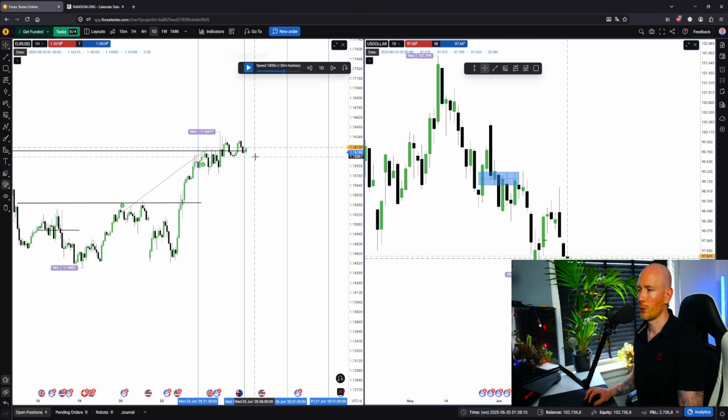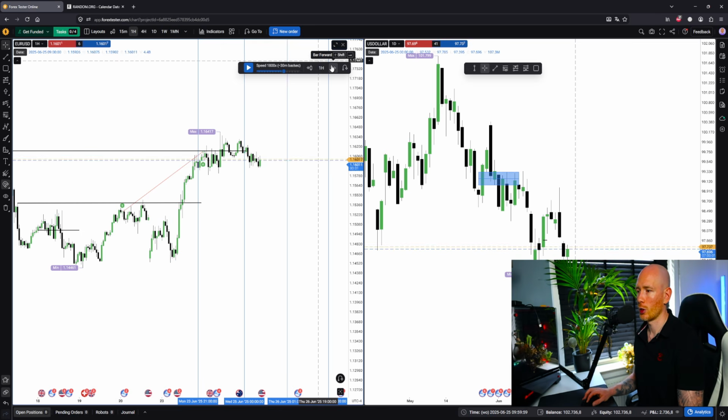I kind of want to skip this daily candle here. I don't see anything high probability. I don't know what we want to do here, so there's no shame in not knowing. We're just going to skip the daily candle.